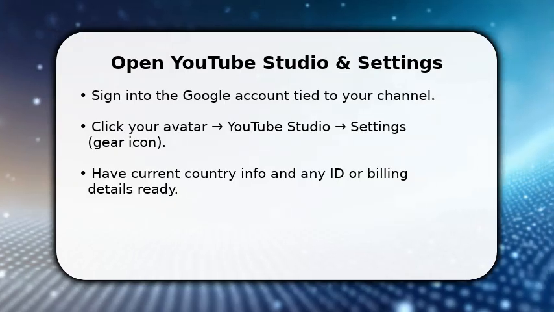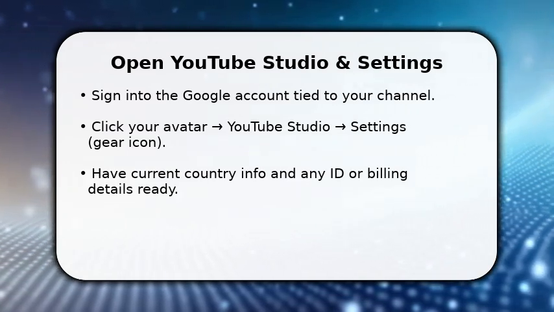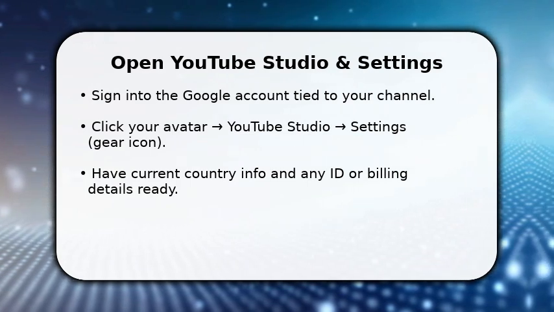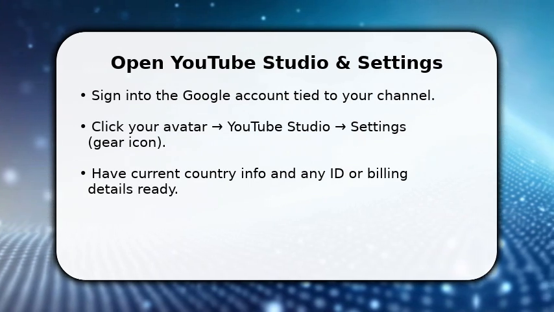You start in YouTube Studio because that's where channel-level settings live. Once signed in, click your avatar at top right, choose YouTube Studio, then open Settings via the gear icon. This gets you to channel controls.